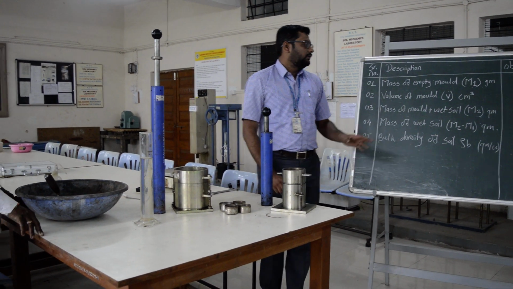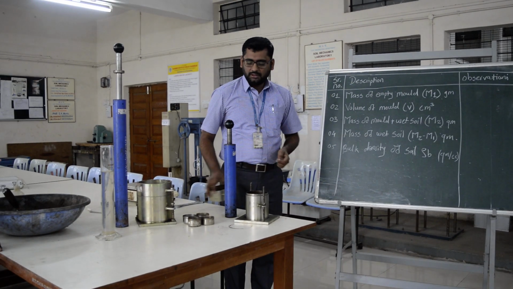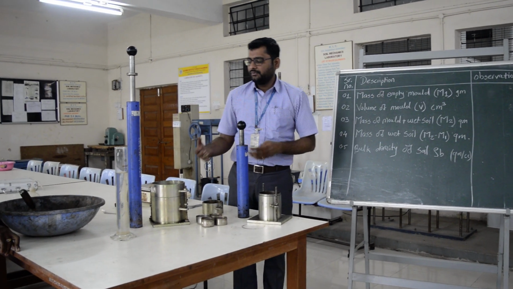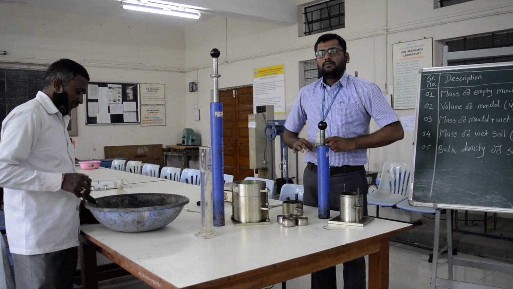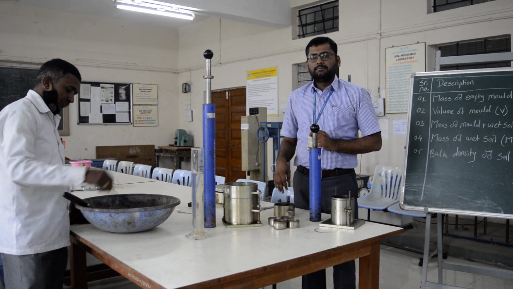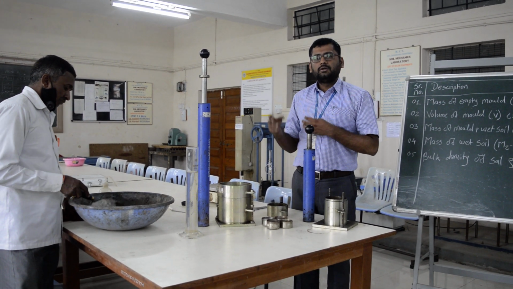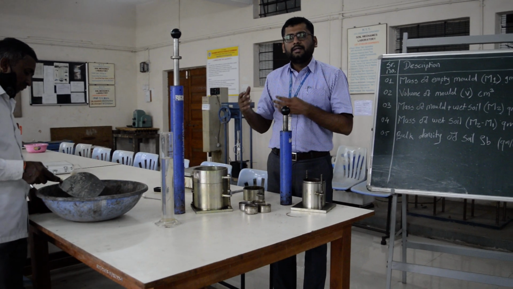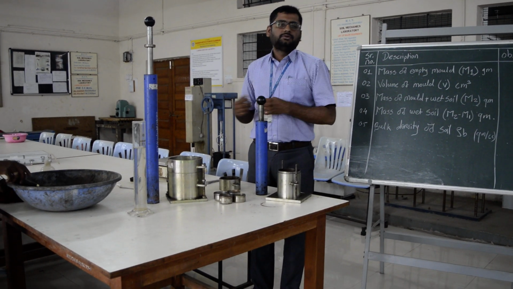Now we are looking at the observations, so we will start to perform the experiment. First of all, we have to take approximately 4 to 5 kg of the soil sample into the bucket, and we are going to add water into the soil sample with each observation.